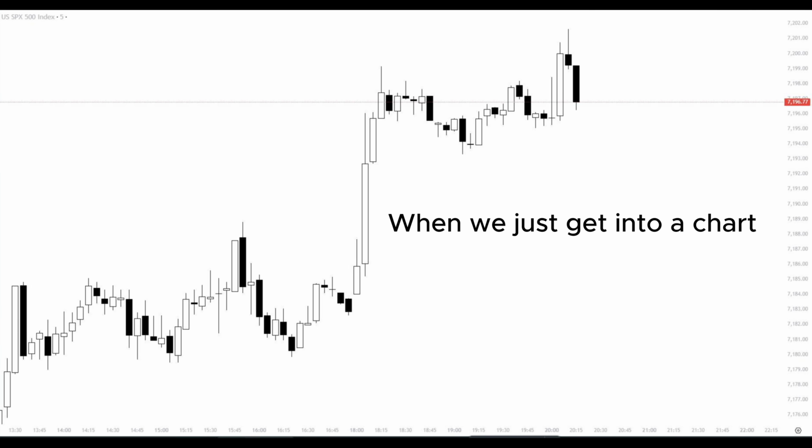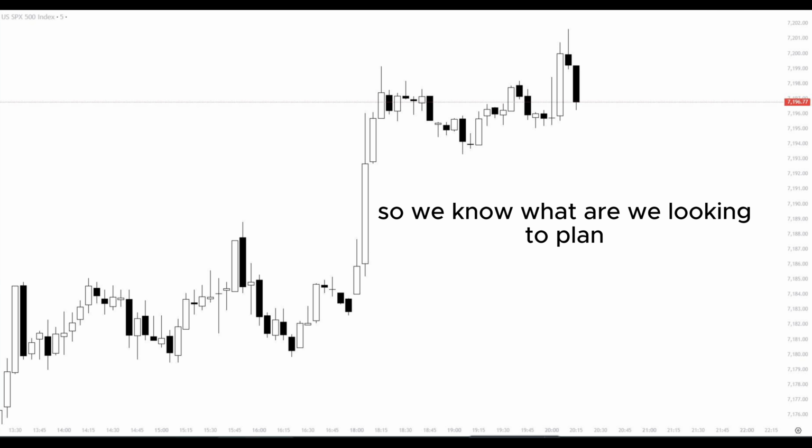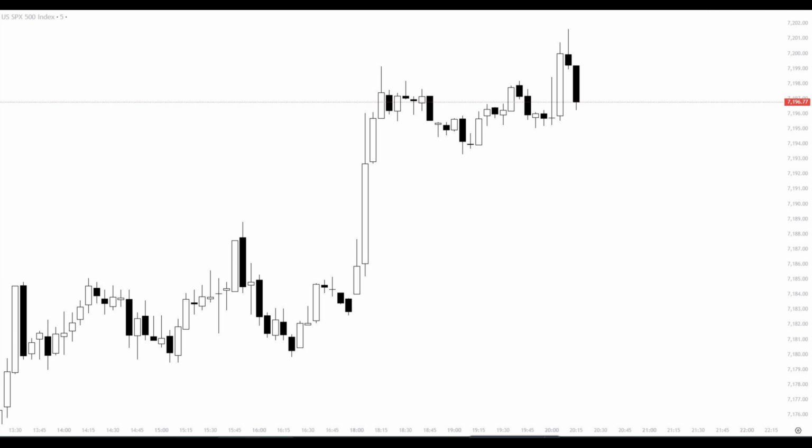When we get into a chart, our goal is to increase the clarity so we know what we are looking to plan. We do that step by step, and it begins by asking a few questions. The very first one should be, what is the trend? We can see that this market ends up to the upside, so it's not hard to say that this is an uptrend, but that's not enough.